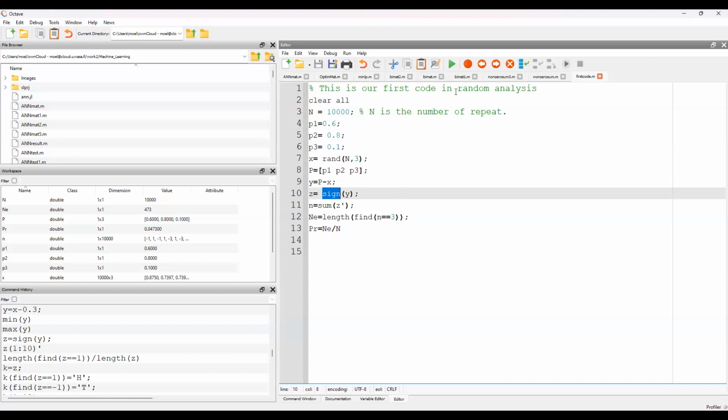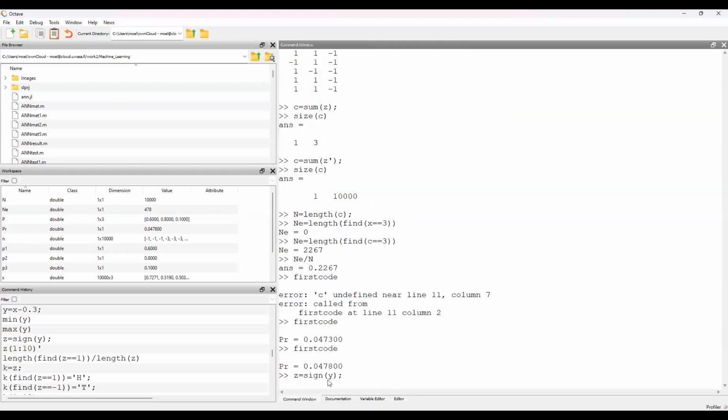Okay, what I want to see here is the probability that all of them are 1. You can try this yourself. But when I made it with this Monte Carlo simulation, it gives me this result. I can repeat it again, and you can see the result is 0.047.